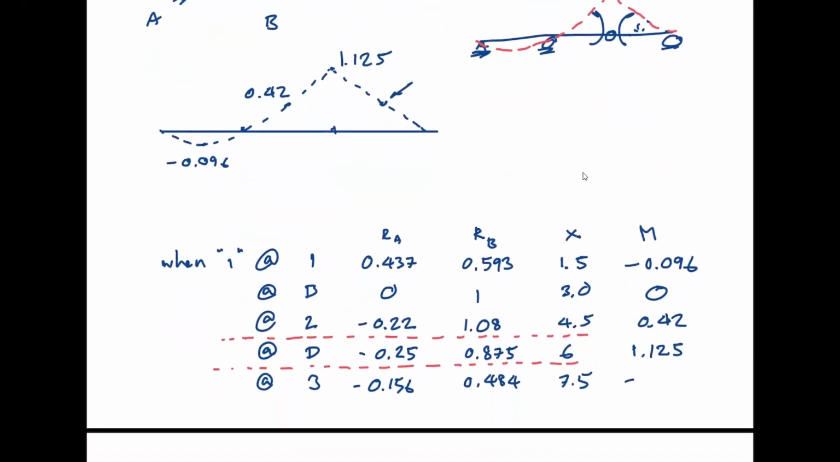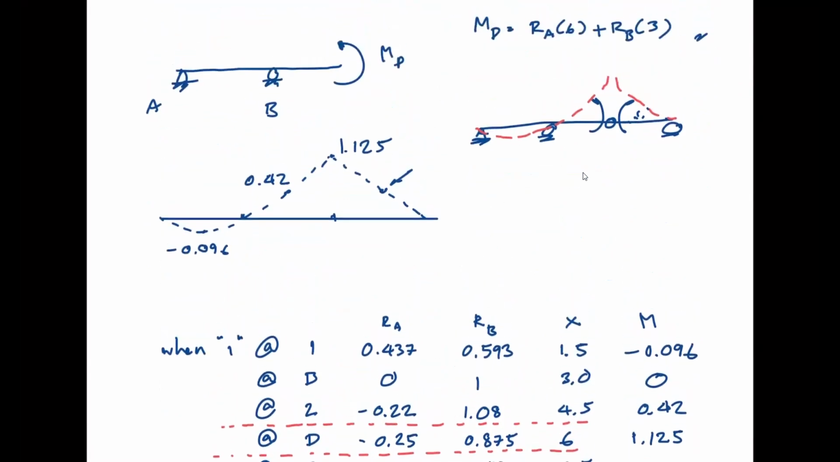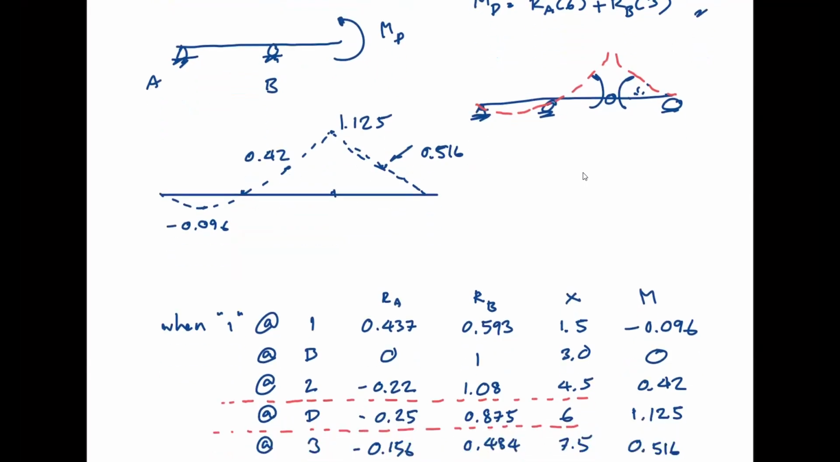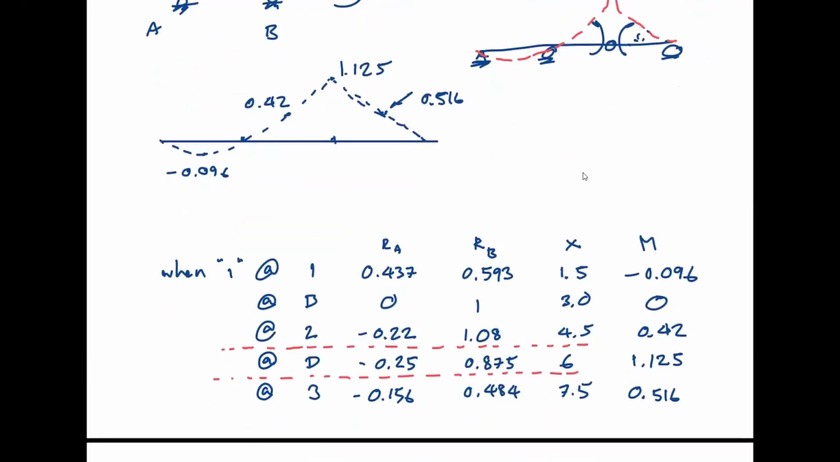0.516. See, that's engineering sense. 0.516. So that's confirmed that it's a straight line. It's a curve. Okay. So that's how we do it. Okay.